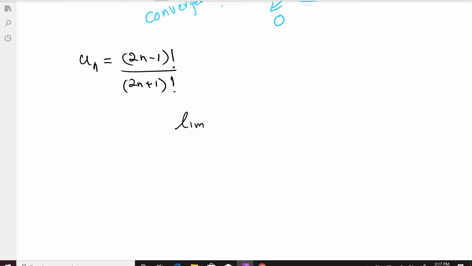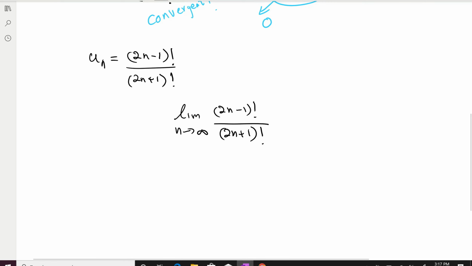Okay, I think you tried it. I hope you tried it. Now what's the bigger number? I think the bigger number is the denominator, right? Because 2n plus 1 is larger than 2n minus 1. Now you want to take the limit. Guess what the limit is? It's going to be 0, right? Let's see it for ourselves.